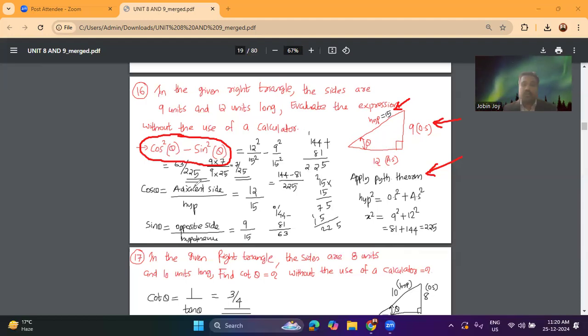What is cos theta? Adjacent side by hypotenuse. Adjacent side is 12, so 12 divided by 15. Then next I will calculate sine theta. Sine theta is equal to opposite side by hypotenuse. Opposite side is 9, so 9 by 15. Then I will square them. So cos square theta minus sine square theta is 12 square divided by 15 square minus 9 square by 15 square. Then I will solve it. 12 square is 144 minus 9 square is 81, divided by 15 square is 225. So we will get the answer.